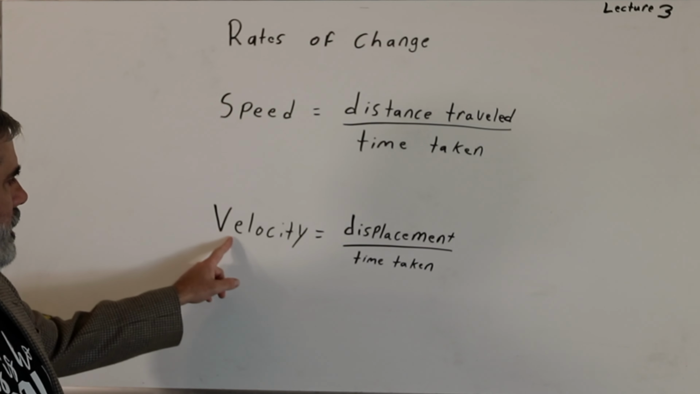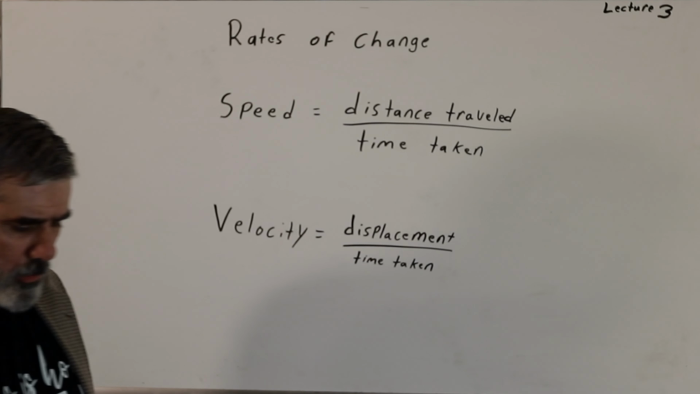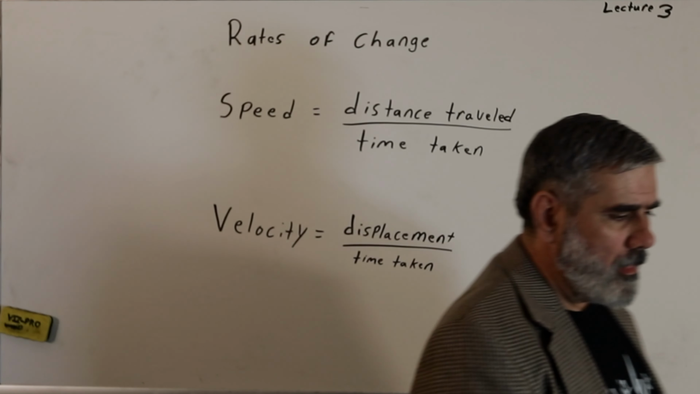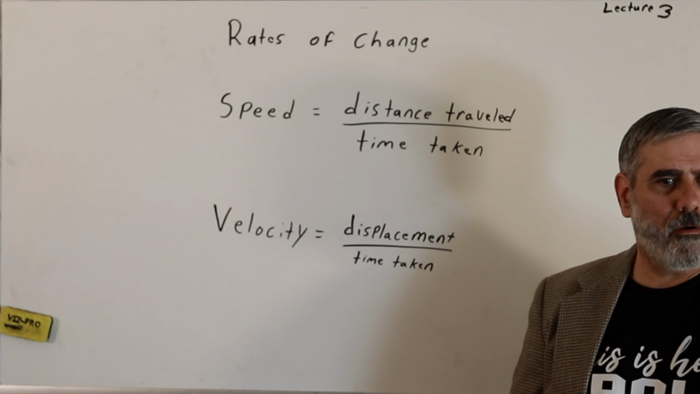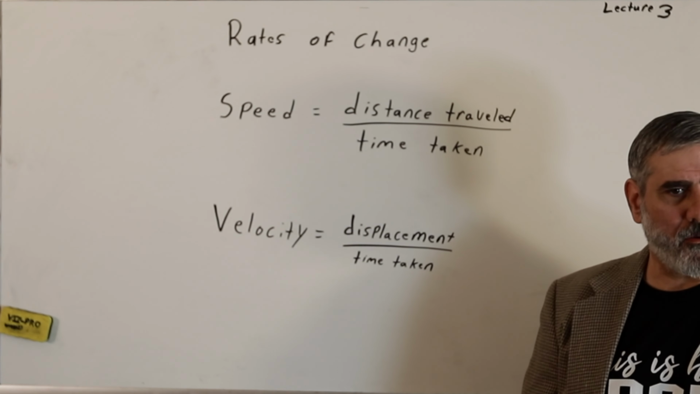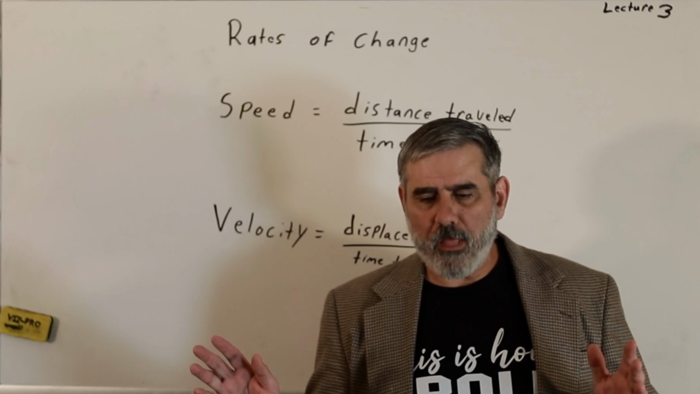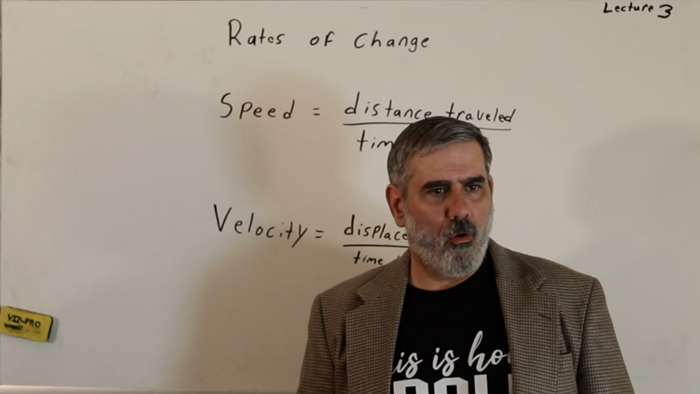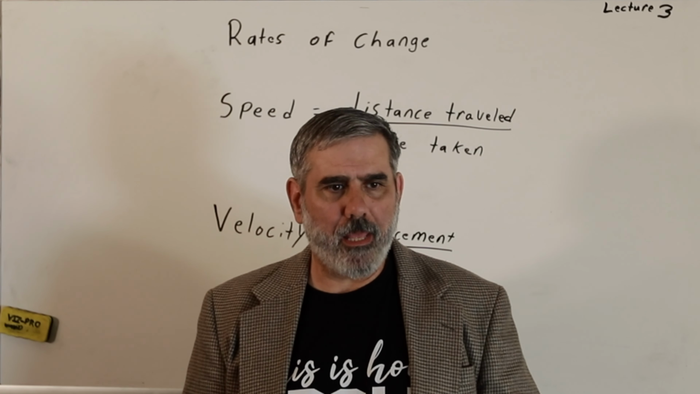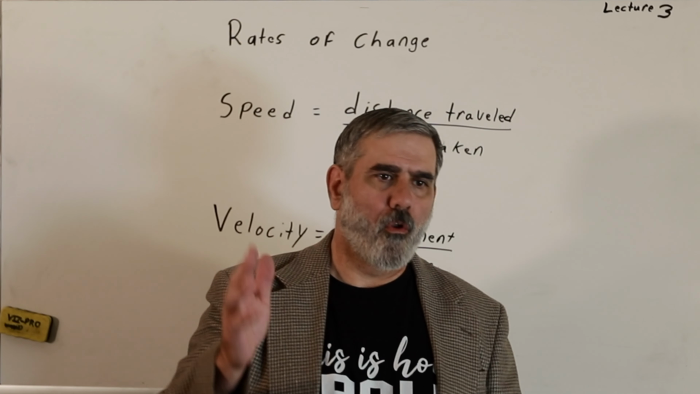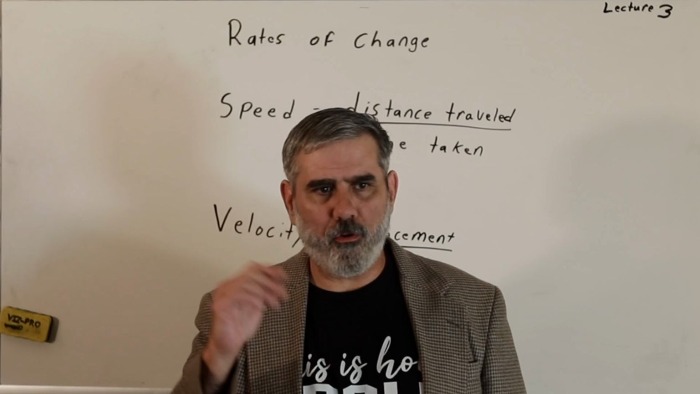Now, velocity, to contrast that, and we'll talk more about the vector quality of velocity in a later lecture, okay? But velocity is a vector. So in this case, direction makes a difference. So my speed might be 60 miles per hour, but my velocity could be something like 60 miles per hour north. That means I'm traveling in the north direction.